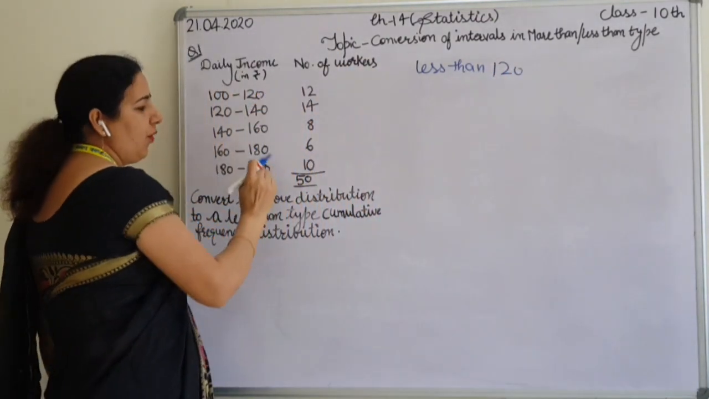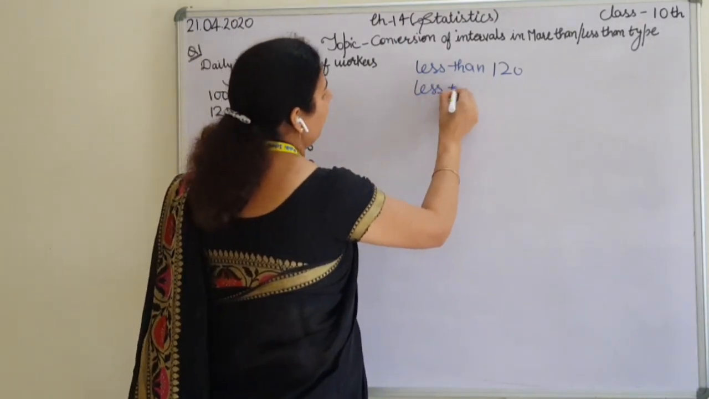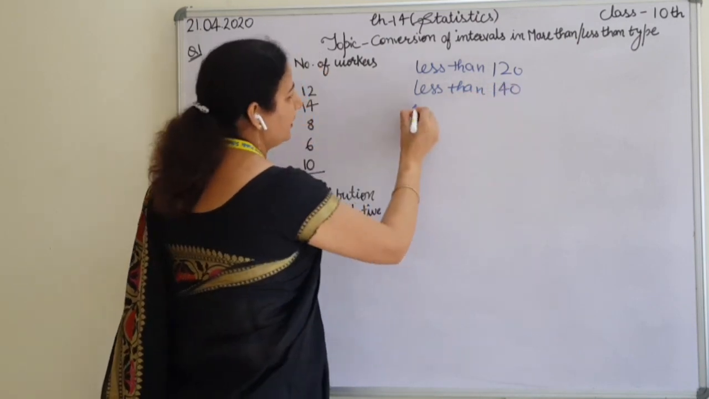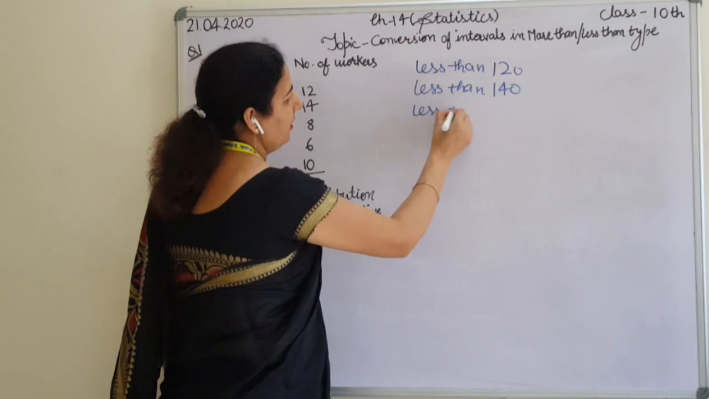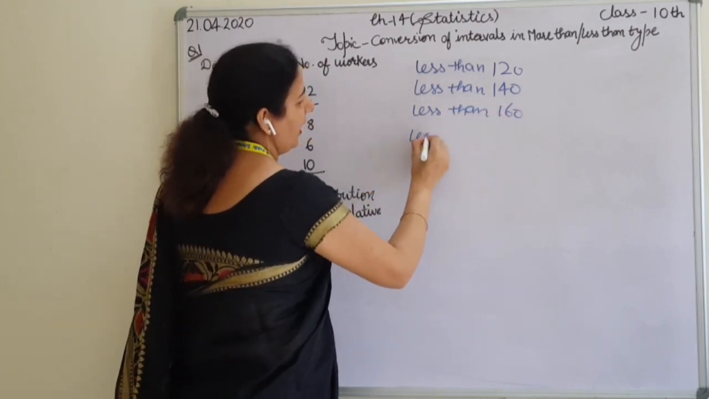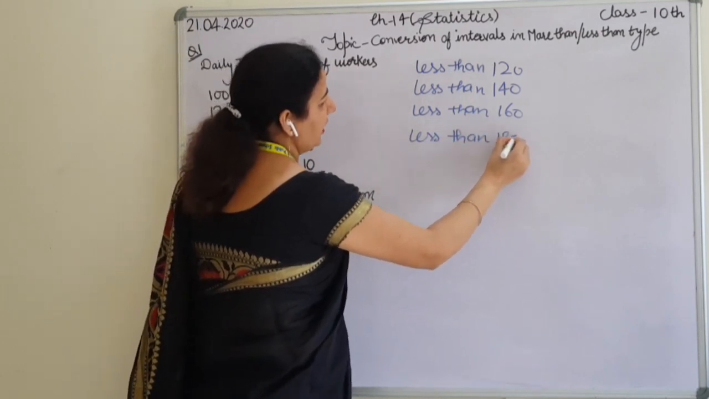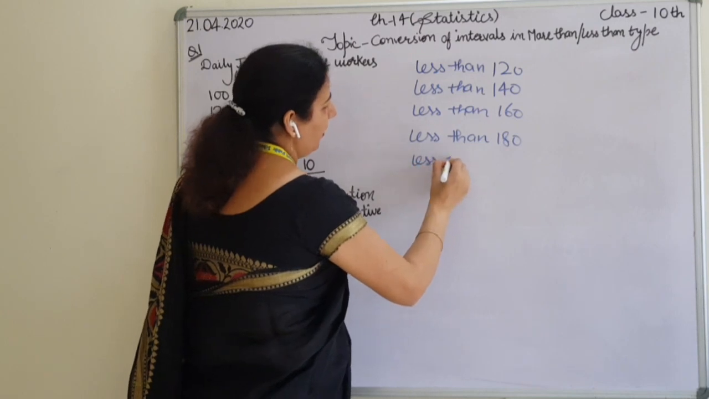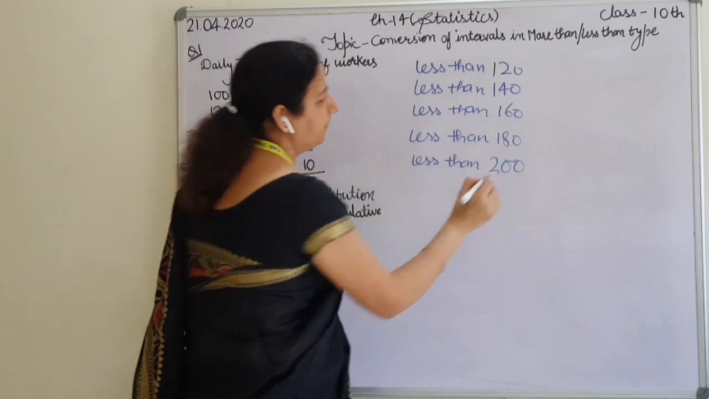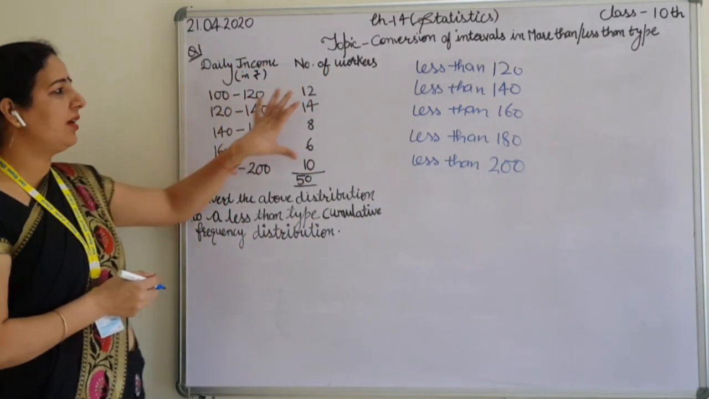1, 2, 3, 4, 5. These are 5 in number. So next is less than 140. The next is less than 160. Next is less than 180. And the last is less than 200. Less than 200.